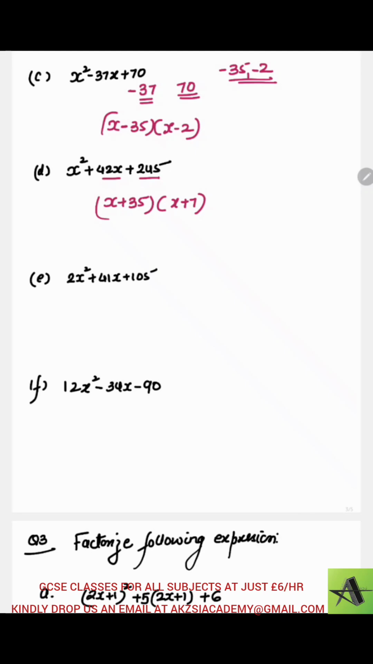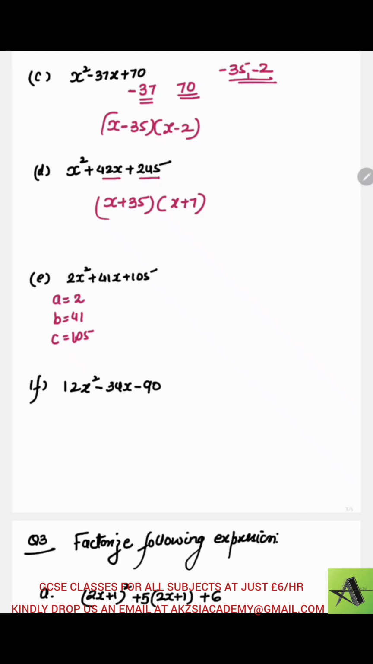Now here a is not equal to 1. On comparing with the standard equation, I get a as 2, b as 41 and c as 105. That means we have to do the conventional splitting of the middle term. Sum should be 41 and product should be a times c, 105 times 2. Don't always go for just c. Product is always a times c. So 105 into 2 will give you 210. So the two numbers are 6 and 35.